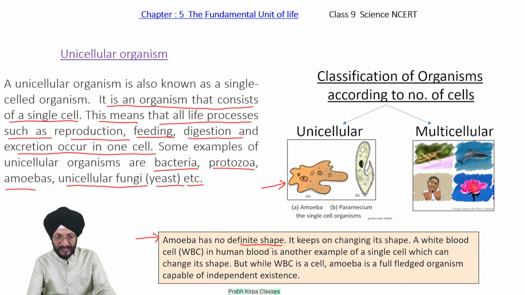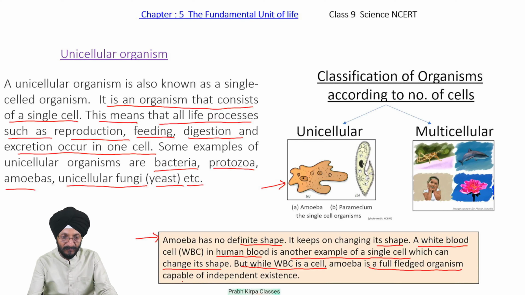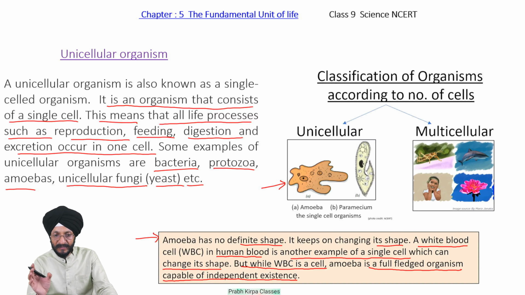Amoeba has no definite shape. It keeps on changing its shape. A white blood cell, which is found in the human body, is another example of a single cell which can change its shape. But while a white blood cell is a cell only, amoeba, which is also a single-celled organism, is a full-fledged organism, and amoeba is capable of independent existence.